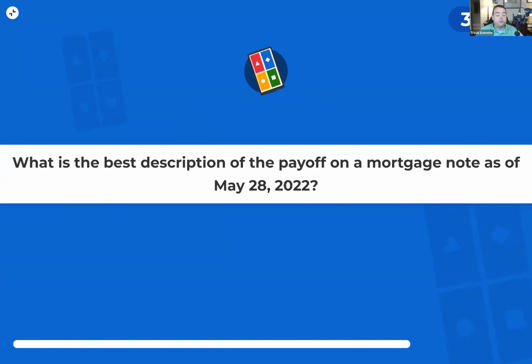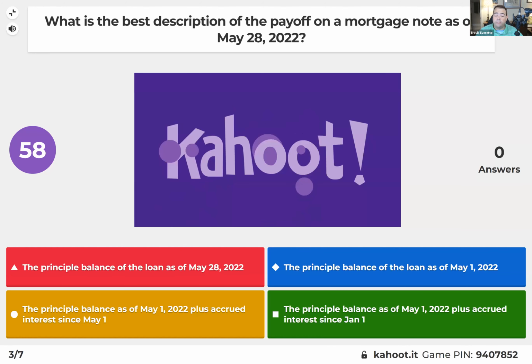What is the best description of the payoff on a mortgage note as of May 28th, 2022? This one's a word question, so I'm going to read it. What's the best description of the payoff as of May 28th? Red, the principal balance of the loan as of May 28th.